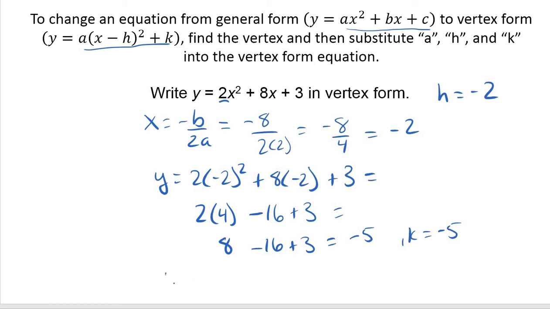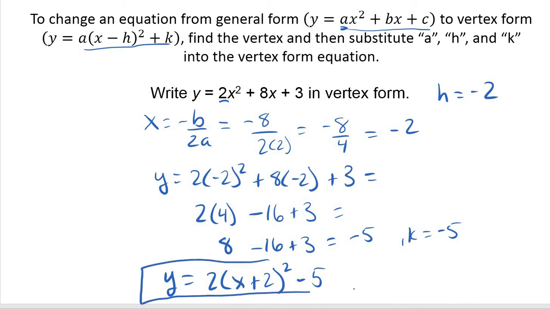Now let's go ahead and write that equation. So y equals 2. Again, where did I get that from? The a's show up in both. So my a value was 2. So I'm just going to write it out front. x minus h, well, minus the negative 2, so that's going to become plus 2. Then make sure you don't forget your square up there. And then minus, or just add your k, and k in this case is negative, so minus 5.